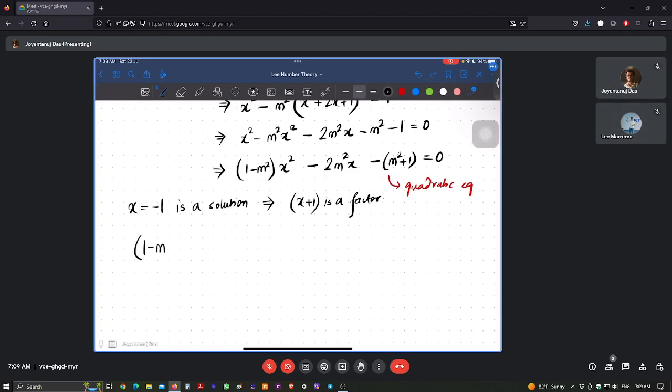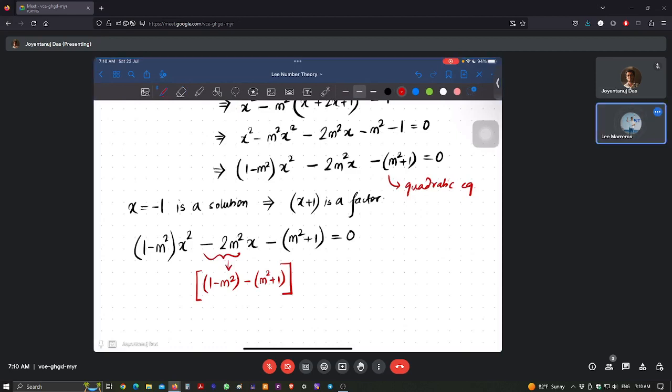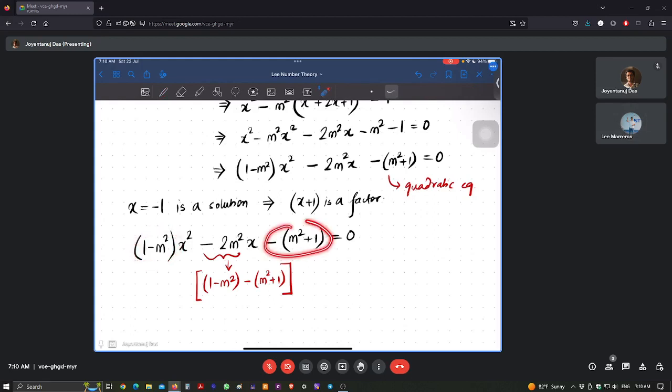Let us see. Let me write this down here. This middle term, 2m square, what we can write is using 1 minus m square and minus m square plus 1. So it is 1 minus m square minus m square plus 1. I have shown you one method, and here I'm showing you another method. I will use the coefficients of x square and the constant term to express the coefficient of x in terms of those two things.